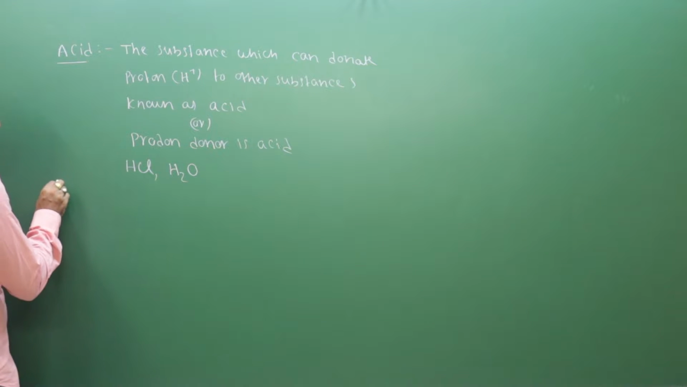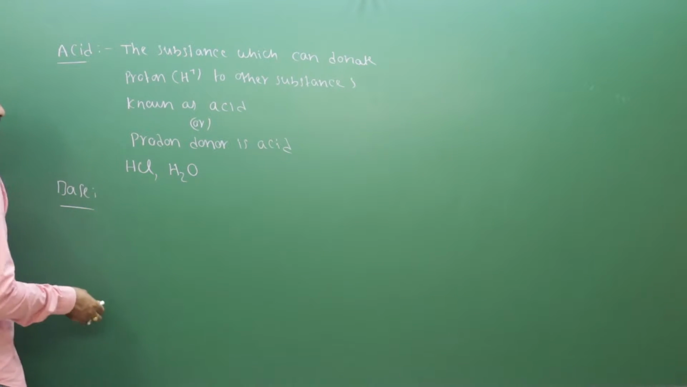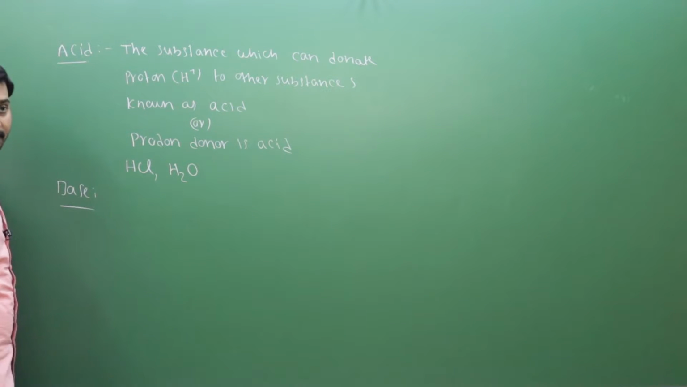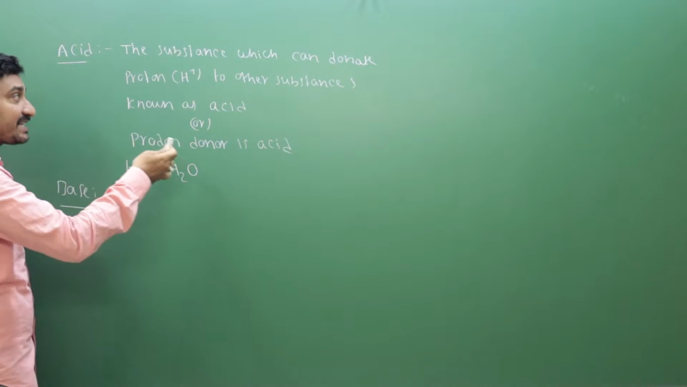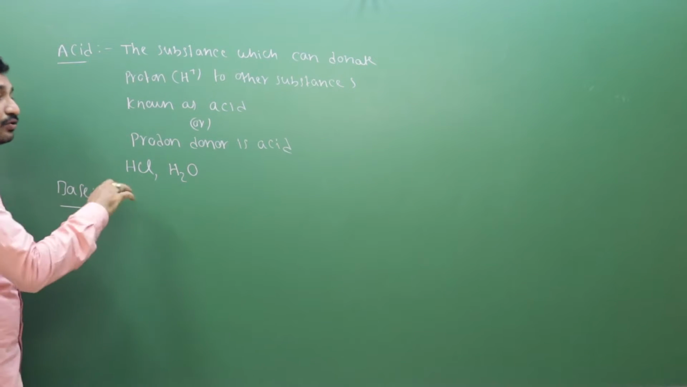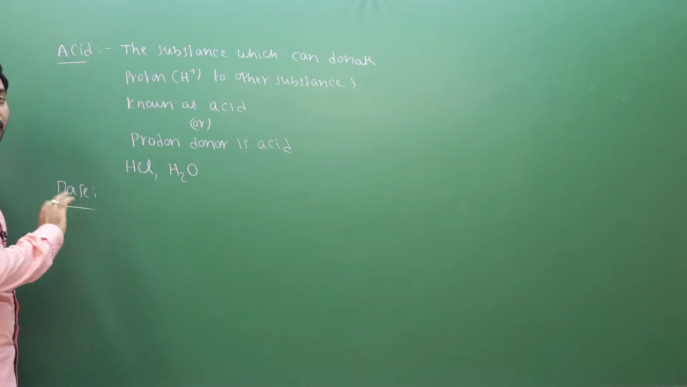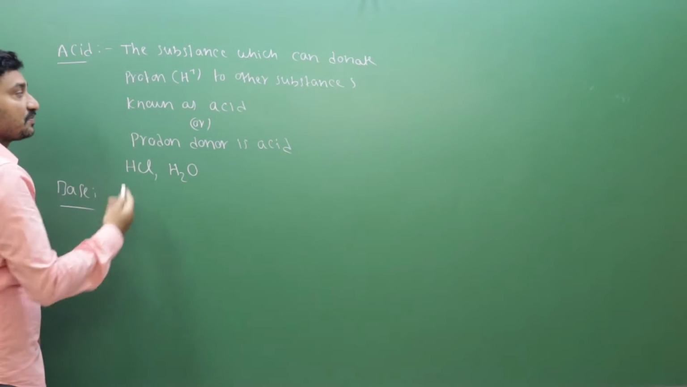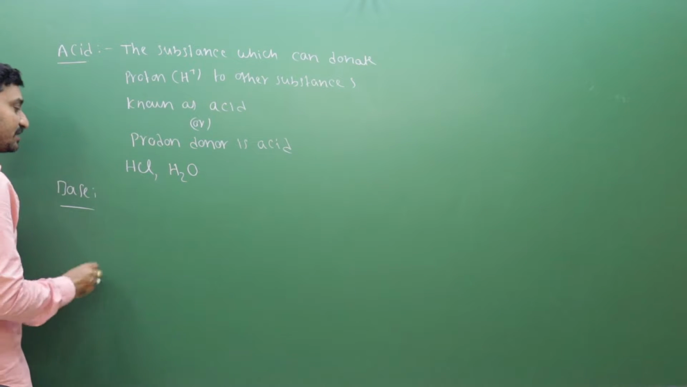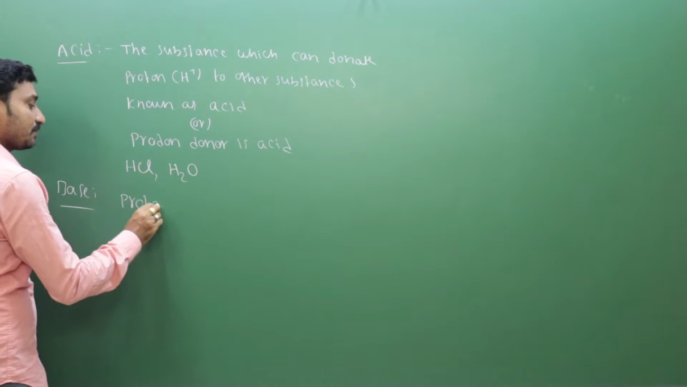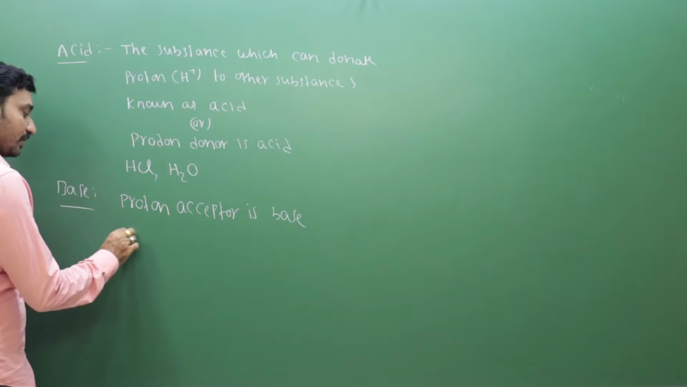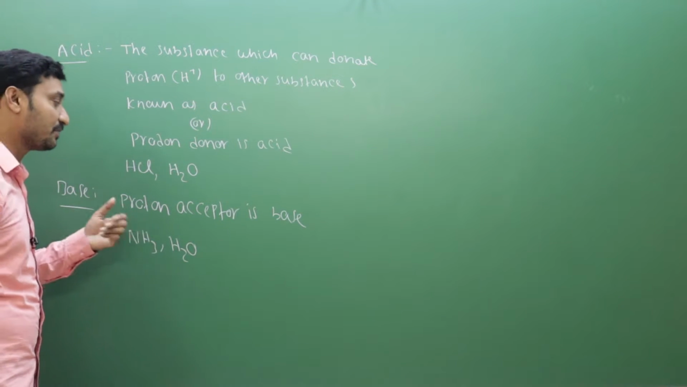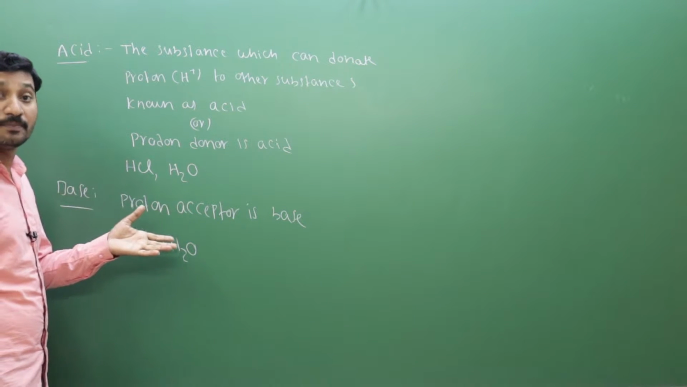Base. The reverse: the substance which can donate a proton is an acid, right? Now the substance which can accept a proton from other substances is known as a base. What is a base according to Bronsted-Lowry theory? The substance which can accept a proton from other substances is known as a base. So simply, a proton acceptor is a base, right? Example: NH3, H2O. These are some examples of Bronsted-Lowry bases.